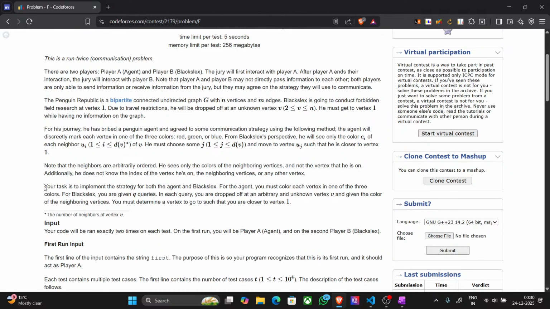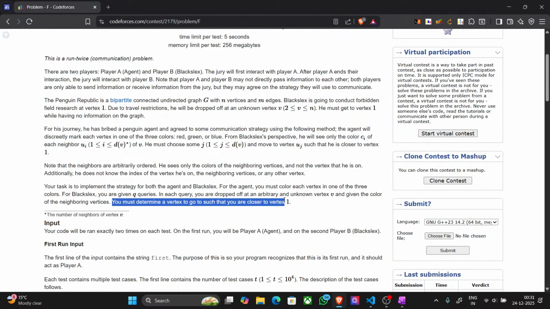Okay, so your task is to implement the strategy for both the agent and Blackslack. For the agent, you must color each vertex in one of the three colors. For Blackslack, you are given Q queries. In each query, you are dropped off at an arbitrary and unknown vertex B, and given the color of the neighboring vertices, you must determine a vertex to go to such that you are closer to vertex 1.